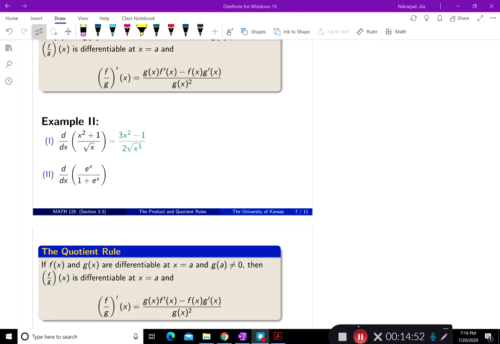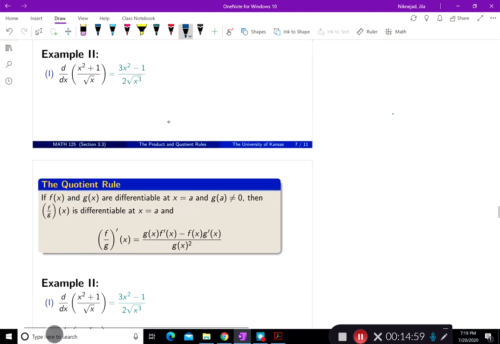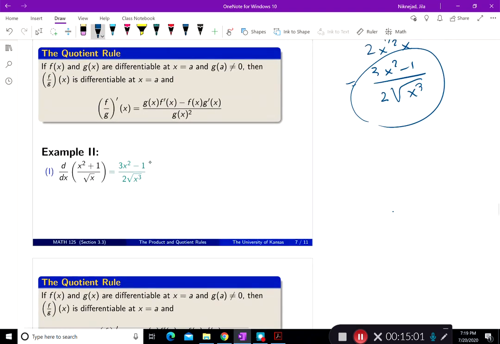Question: was the quotient rule the only way to do this problem? Actually not. There is another way, and maybe a little bit easier. That's when you simplify inside by dividing each term in the numerator by the denominator.